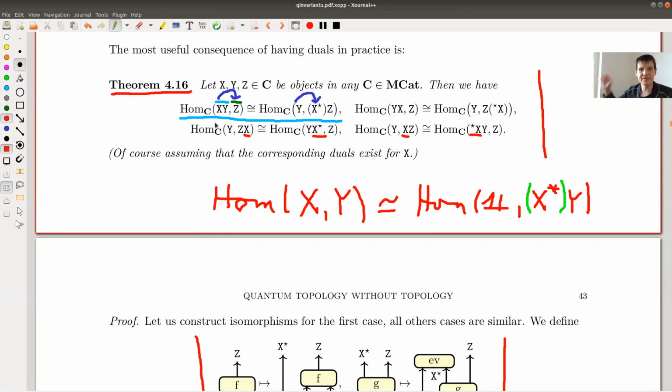And so in some sense, in the monoidal category, in the category with duals, it suffices to know home spaces from the identity to basically any object. And that's usually what people study under the umbrella term of invariant theory, like how often does the unit appear in a certain composition of objects.